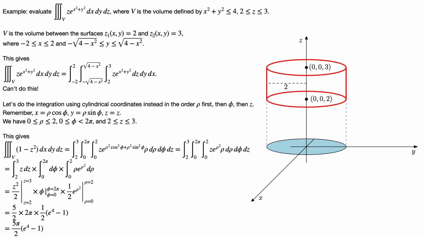So our integrand is now just z times e to the rho squared times rho. In a case like this, where the integrand is a product of separate functions of rho, phi and z, we can actually just break it down into the product of three separate integrals as shown. So the details of the integration are as shown here. The final answer is 5 pi over 2 times e to the 4 minus 1.